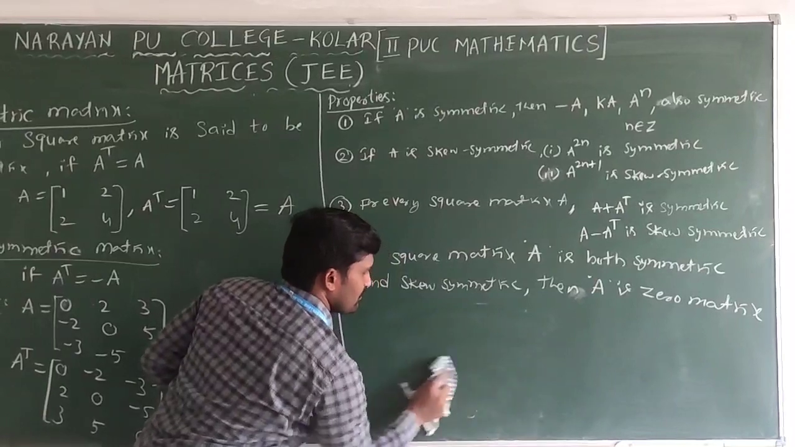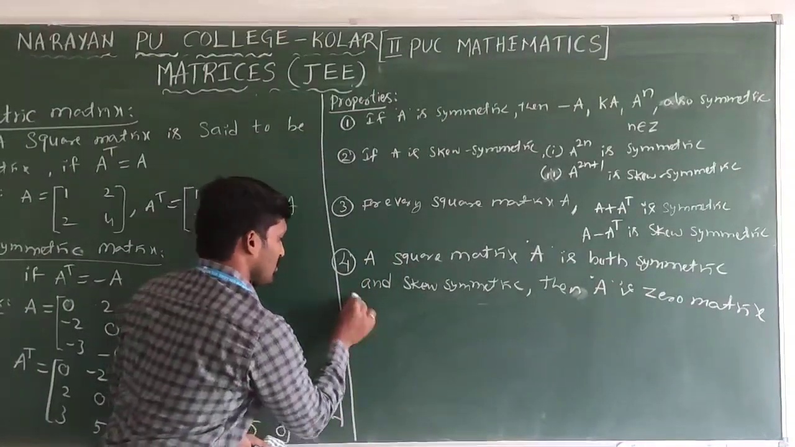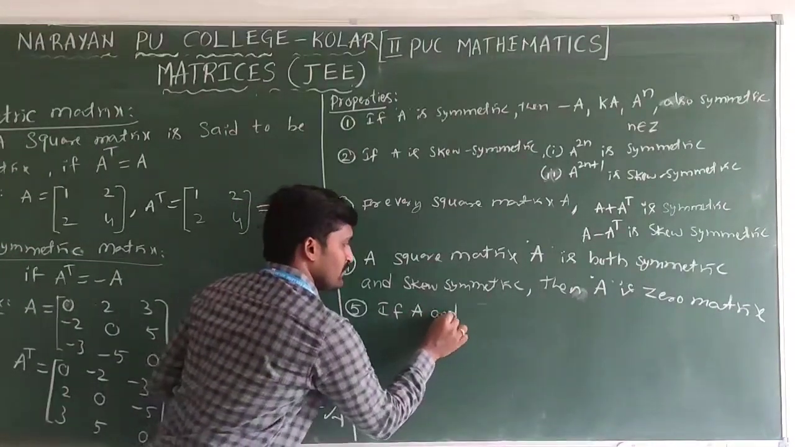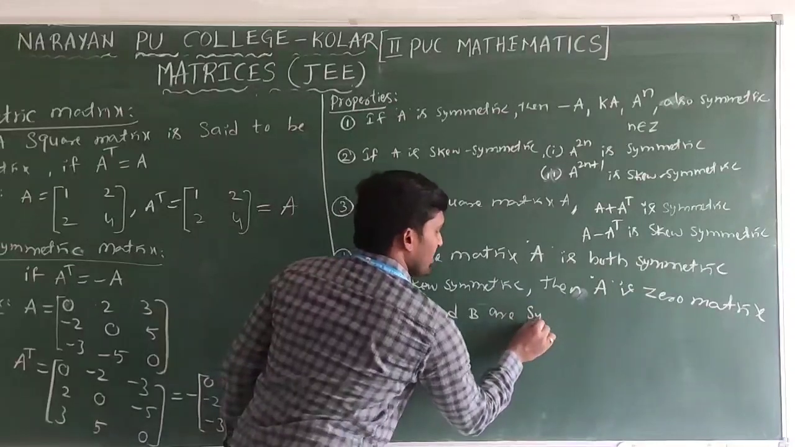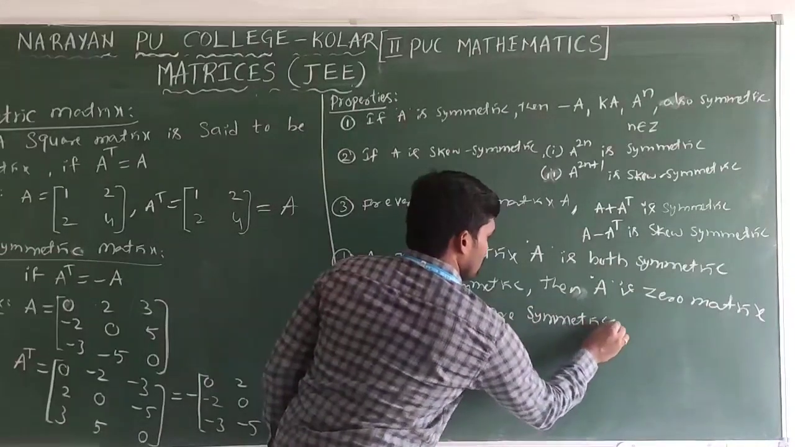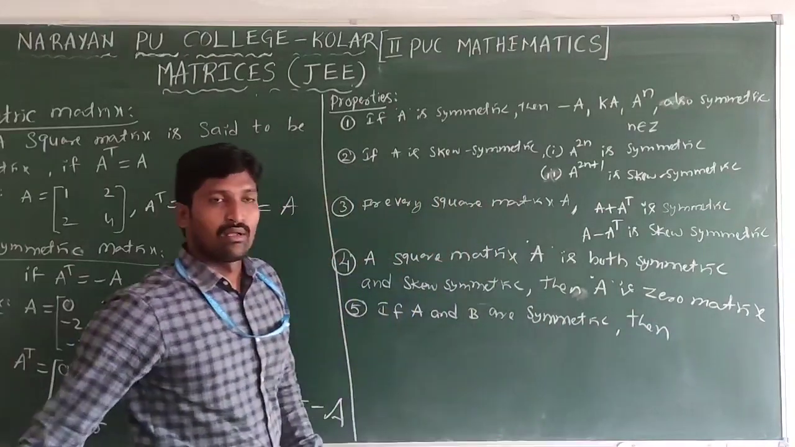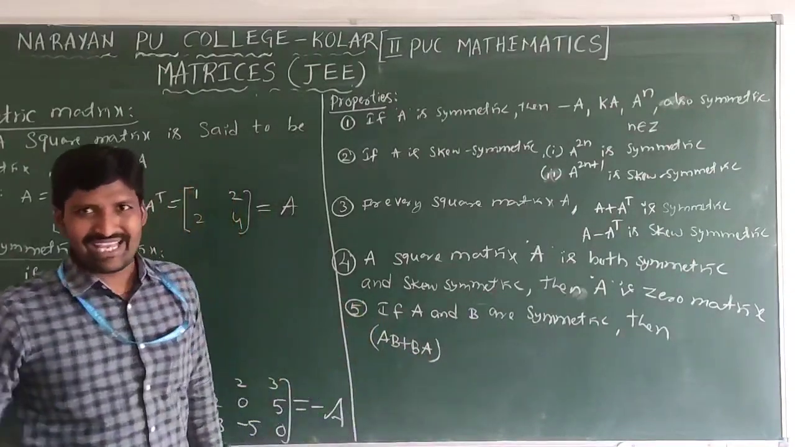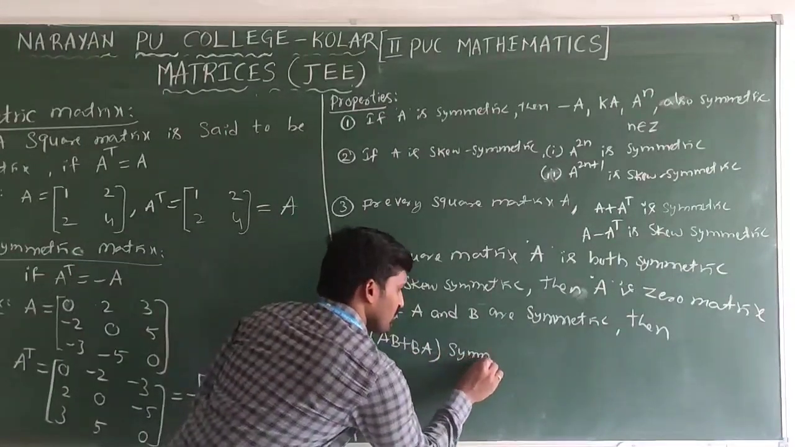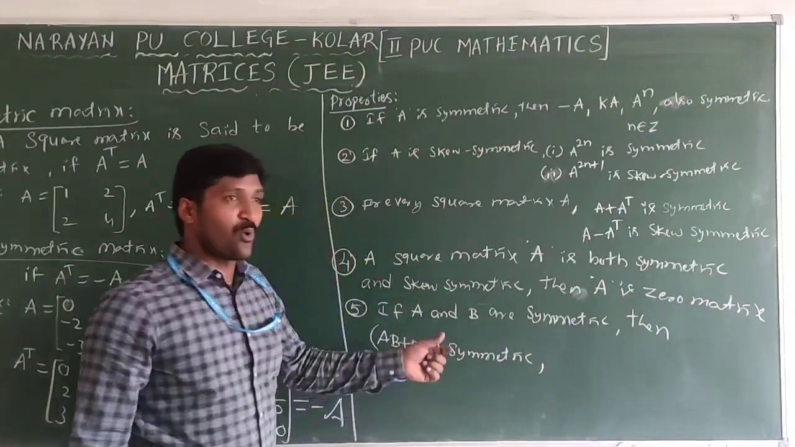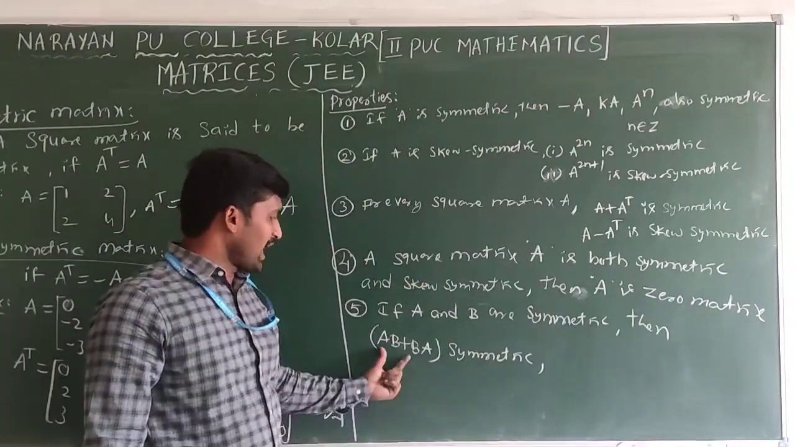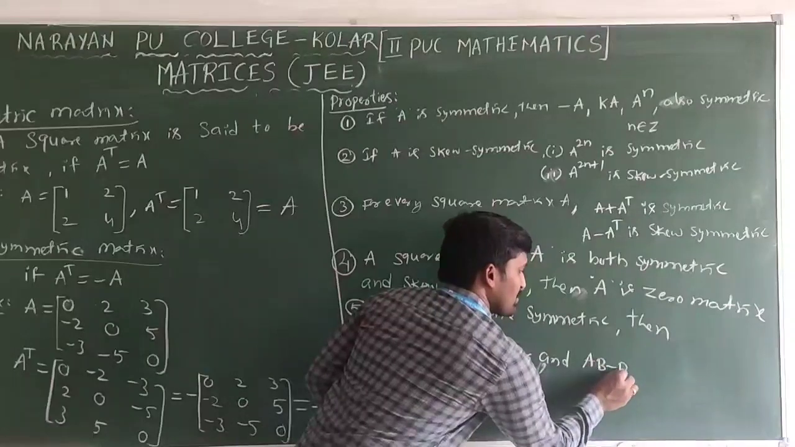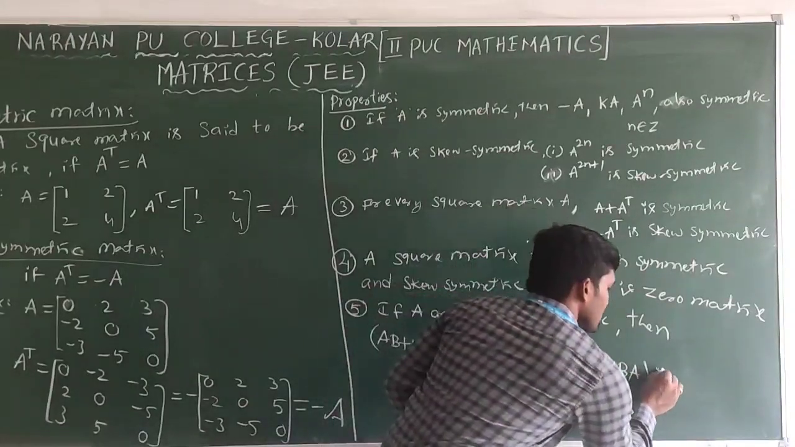Next, coming to the fifth one. If A and B are symmetric, then the combination AB plus BA is always symmetric. When A and B are symmetric, then AB plus BA is symmetric, and AB minus BA is skew symmetric.